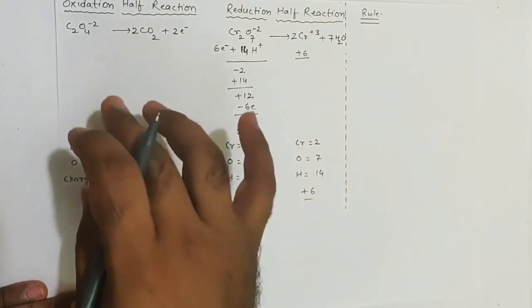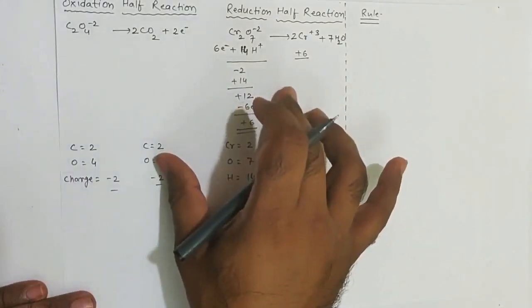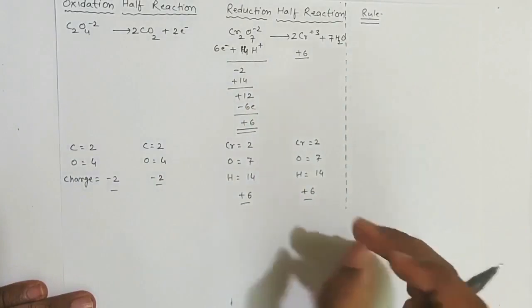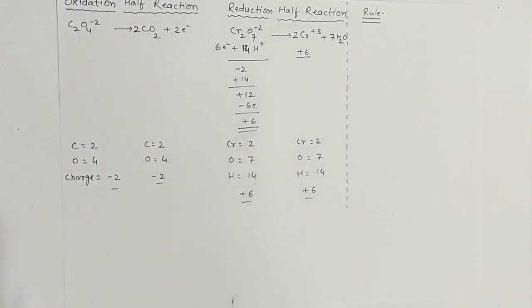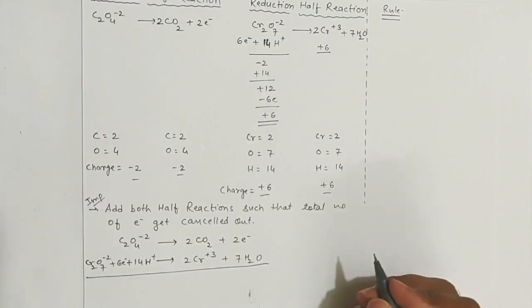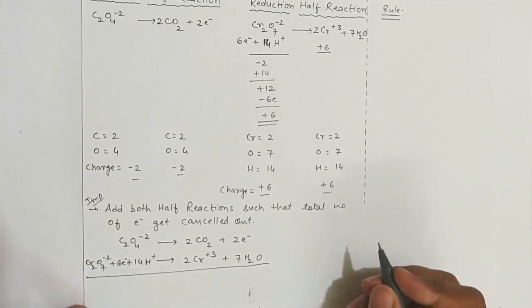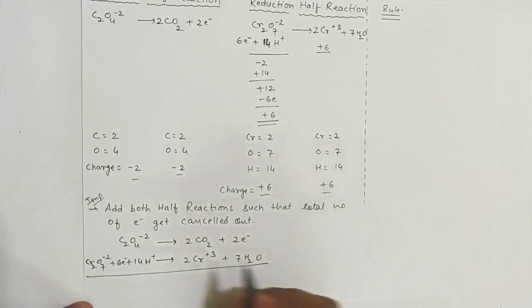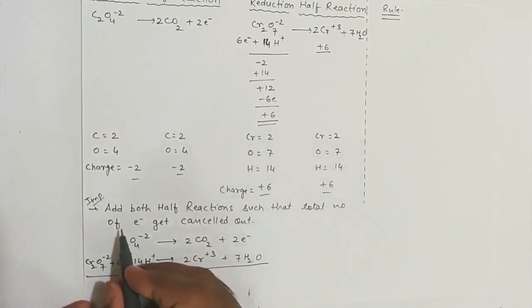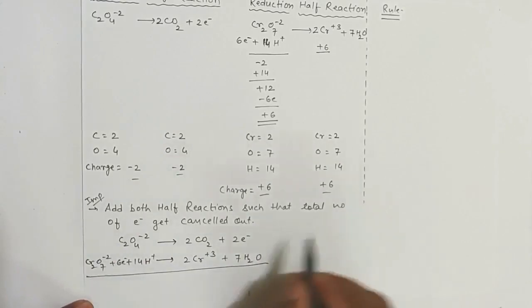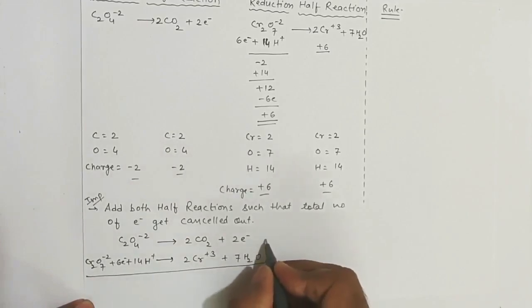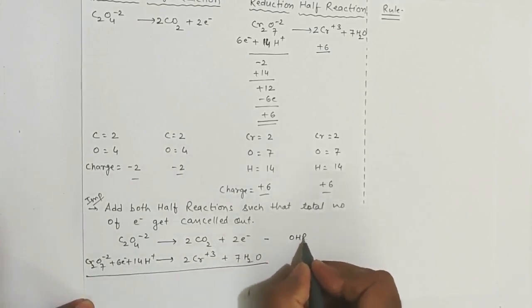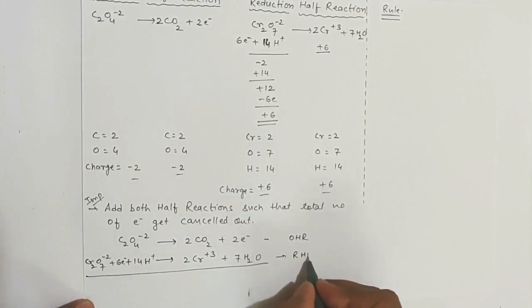We have balanced the half reactions. Now we need to get the final redox reaction. So we will merge these two reactions to get the final redox. Now we will add both half reactions. The only thing you need to take care of is that while adding these two reactions, the reactions should be added in such a way that the total number of electrons gets cancelled out. So this is our oxidation half reaction and this is our reduction half reaction.